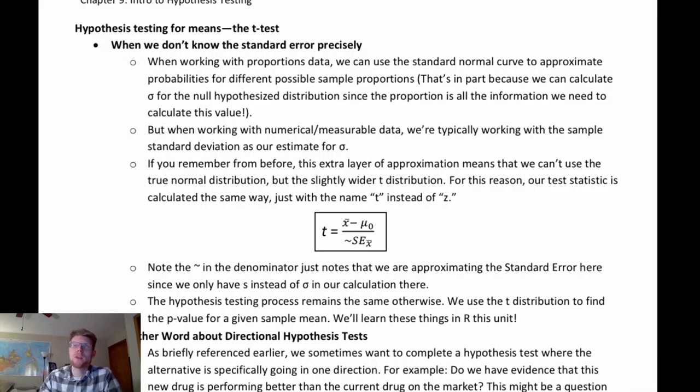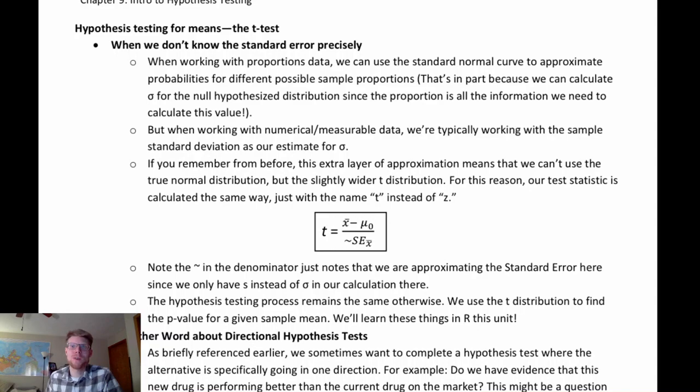So when we worked with proportions and we had a null hypothesized proportion, what we could do is use that null hypothesized proportion to calculate what the standard deviation should be under that null hypothesis, because calculating variation with proportions is just very different. It's a lot simpler. Whereas with means, we really can't know the true standard deviation of a population from just our sample. Even with the null hypothesized mean, that isn't going to tell us the variation in the sample. It's a little bit different now.